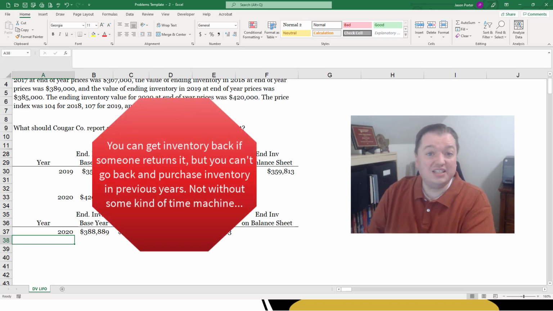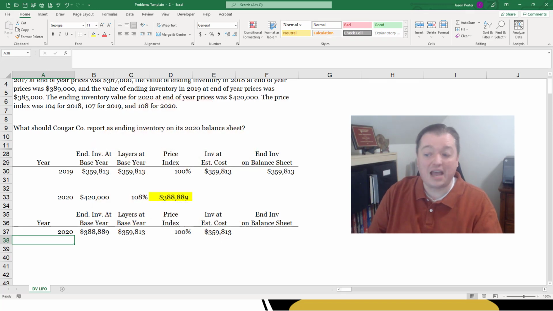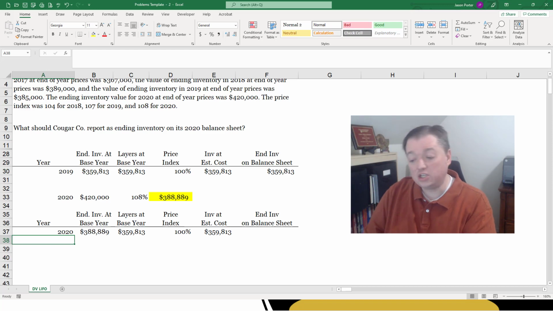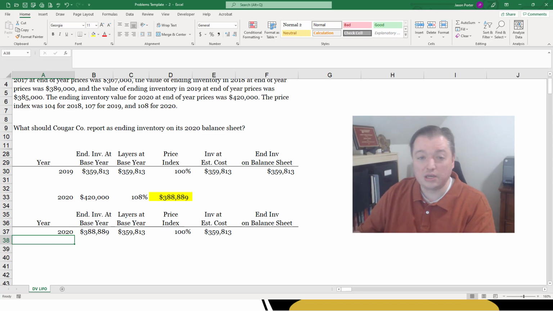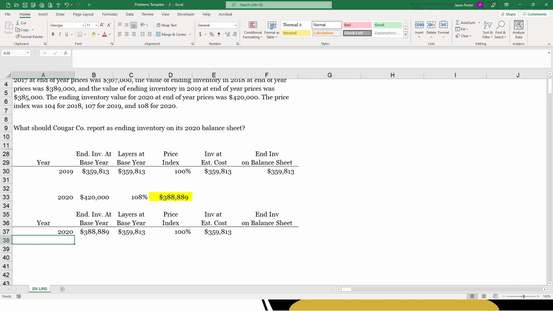So all I can do is say, all right, I have $359,813 left from what I had originally purchased in 2017. What have I now added in 2020? Because all the 2018 and all the 2019 inventory has been sold. So as I calculate my layers, I'm going to take that $388,889 minus the $359,813 and assume that I have purchased in 2020 $29,076 worth of inventory. That's at base year prices.